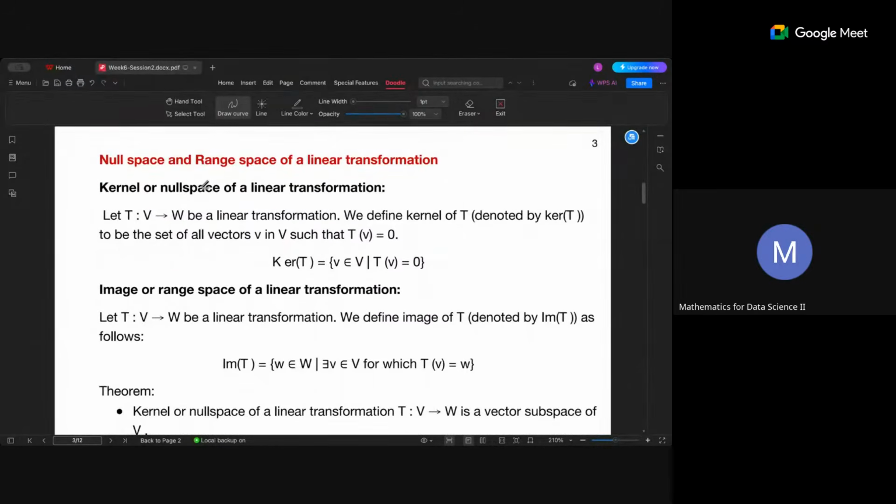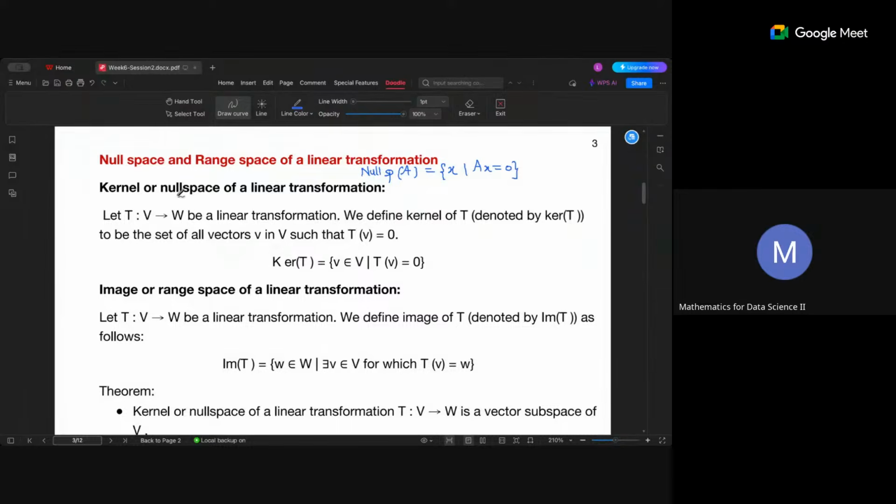So what is null space or the kernel? If you have a matrix A, what is the null space? The null space of A is the set of all x such that Ax is equal to 0. The solutions of the homogeneous system Ax equal to 0.